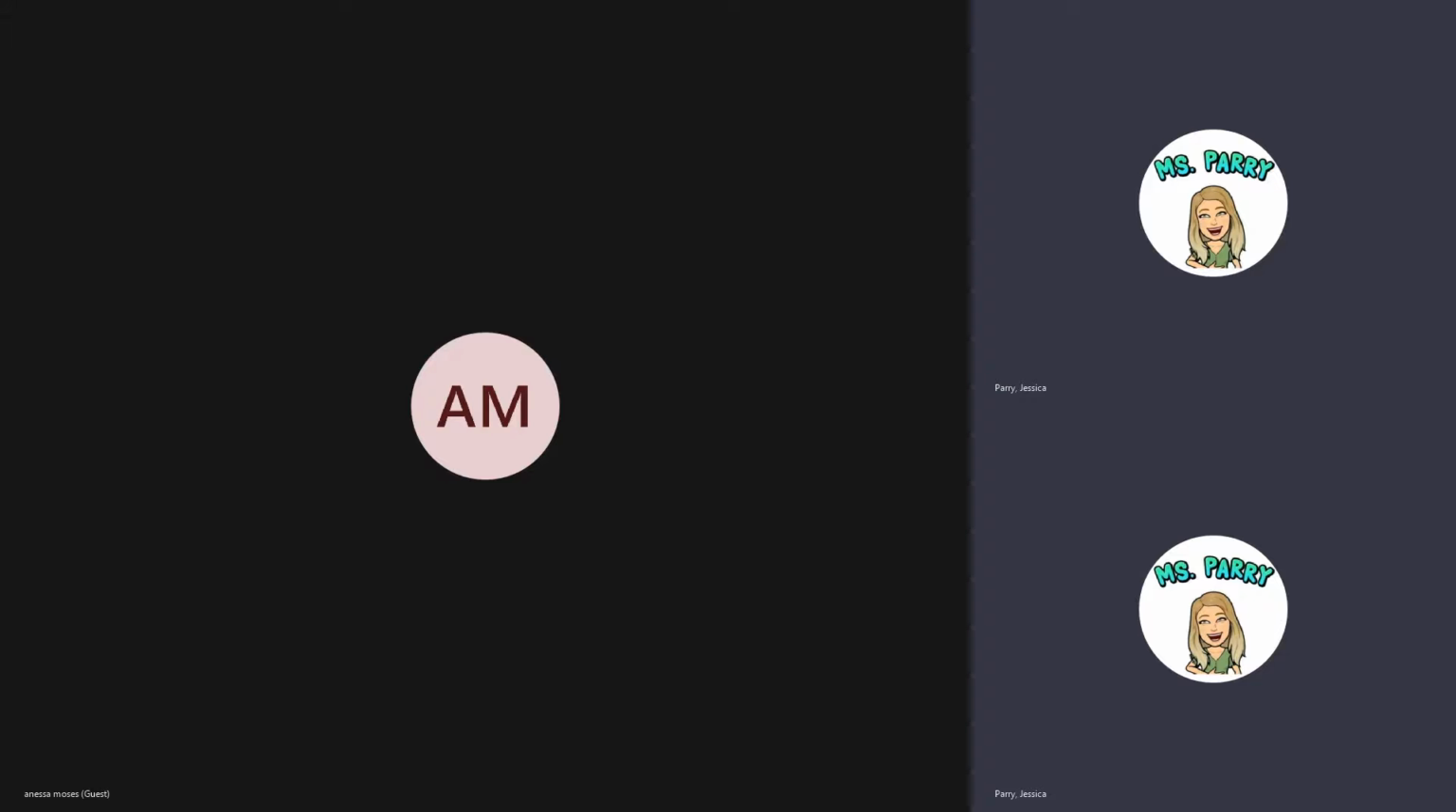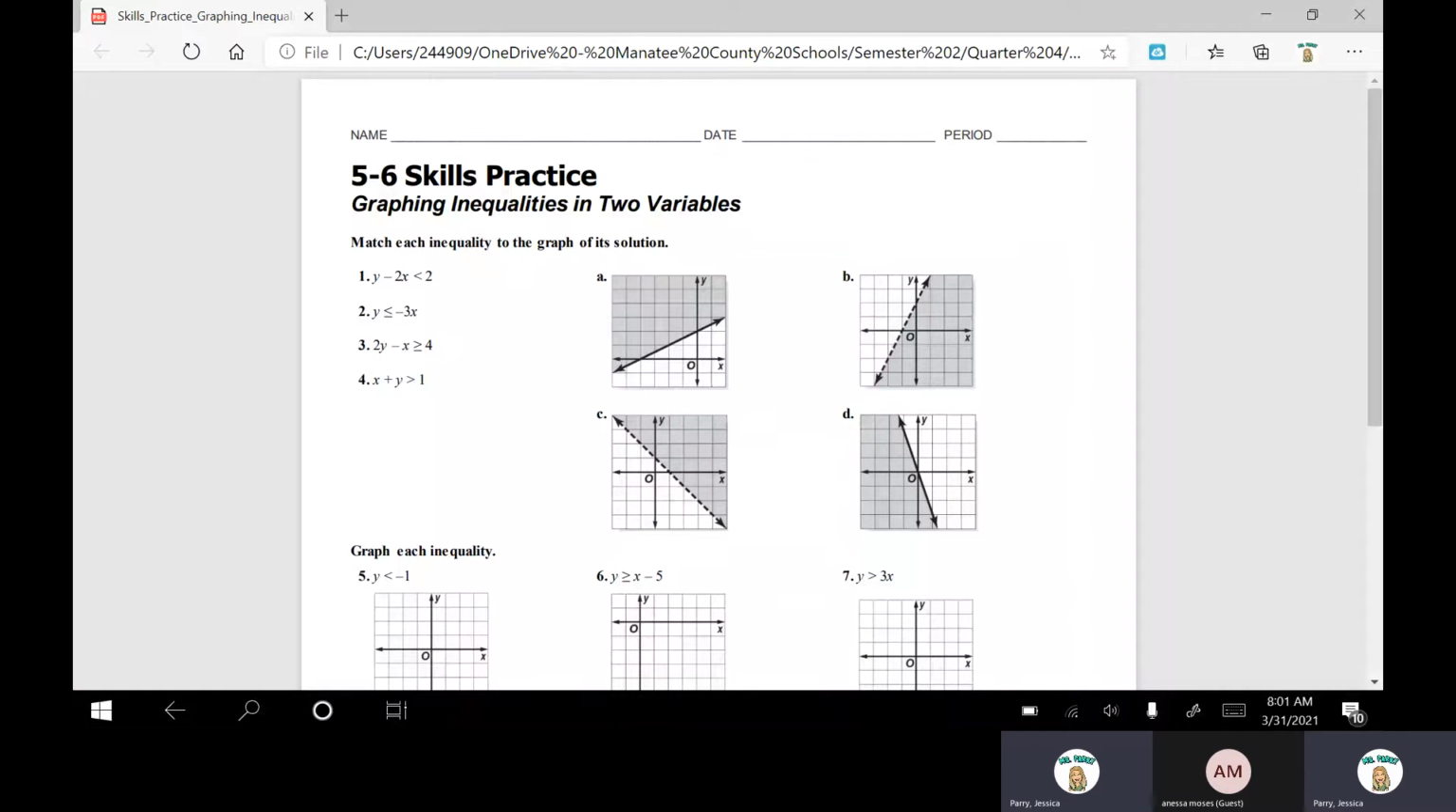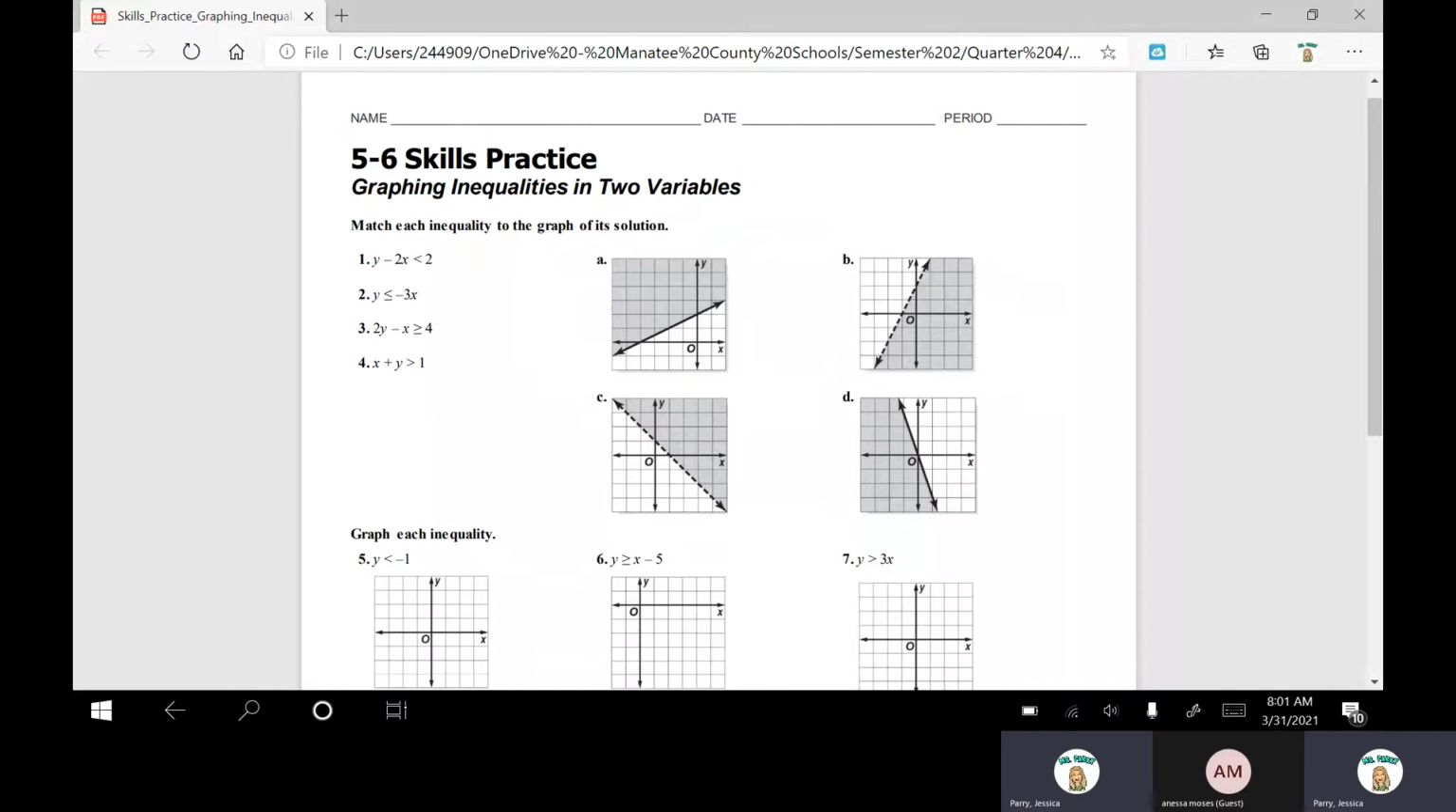All right, so for today we're doing workbook page 71, graphing inequalities in two variables, which is this worksheet here. Hopefully you can print it out. If not, then you'll have to draw all of your graphs to help you with answering these questions.